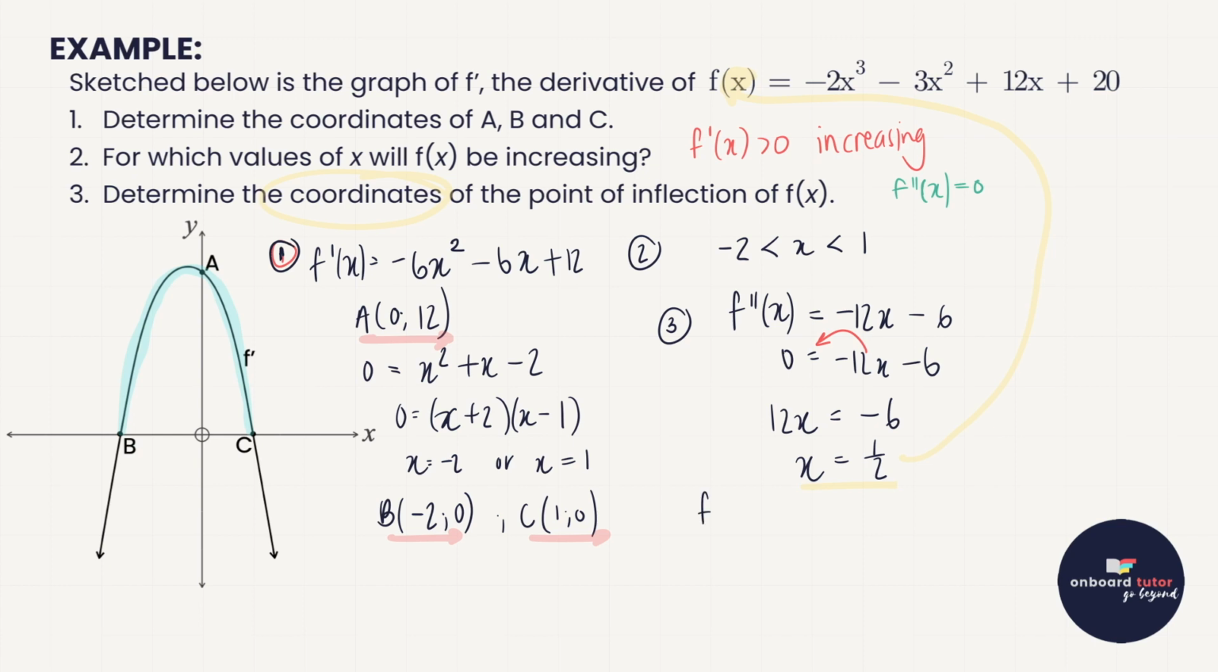So f of a half, always go back to the original equation, hey? Minus 2 times a half cubed, minus 3 times a half squared, plus 12 times a half, plus 20. And so that in the calculator gives us a nice little answer of 25. And so what is the point of inflection? Well, it's when x is equal to a half and y is equal to 25.